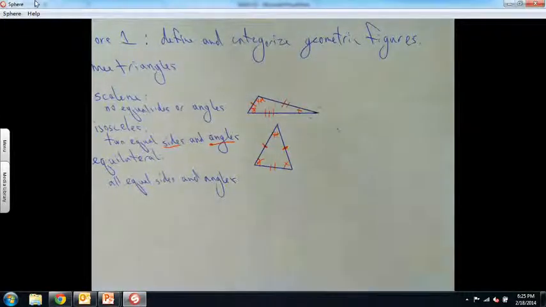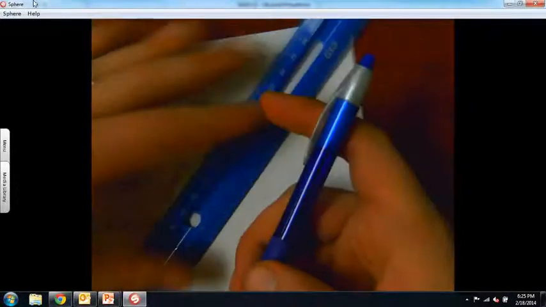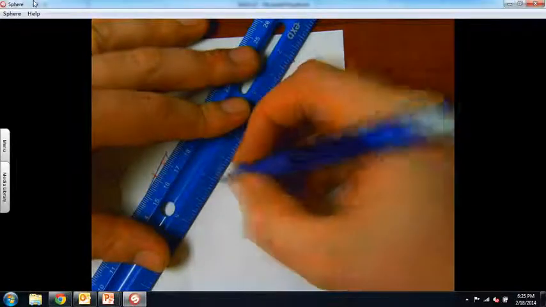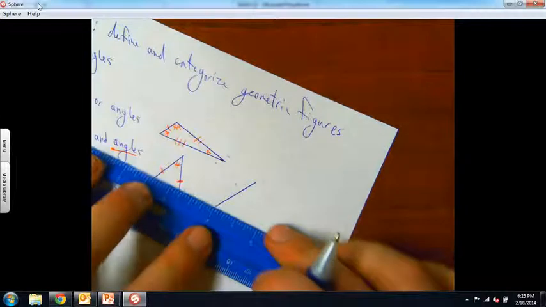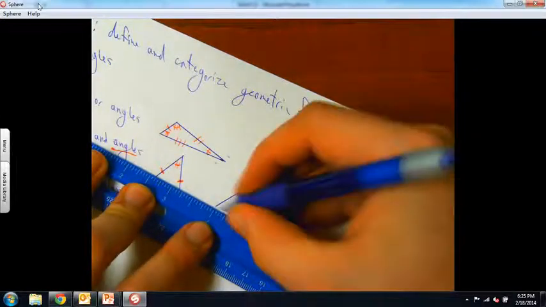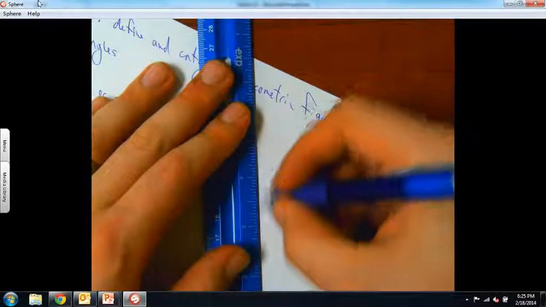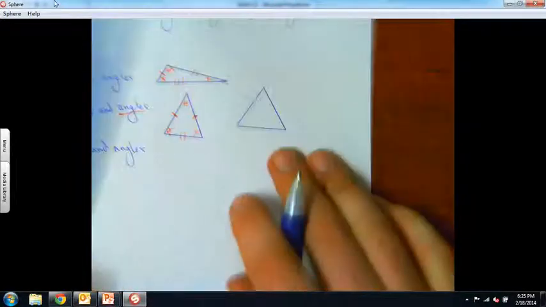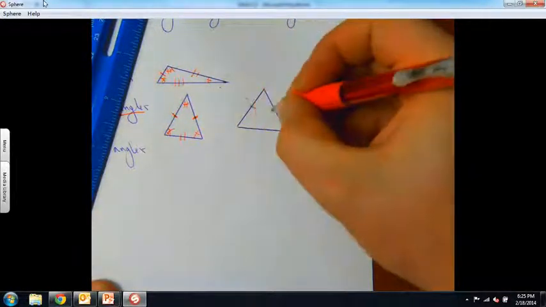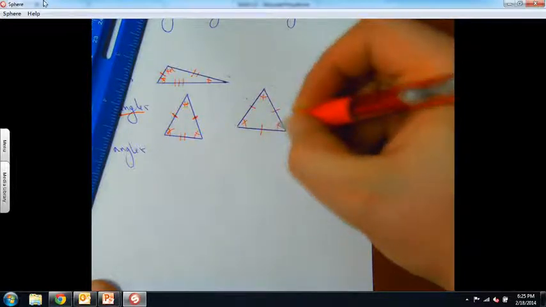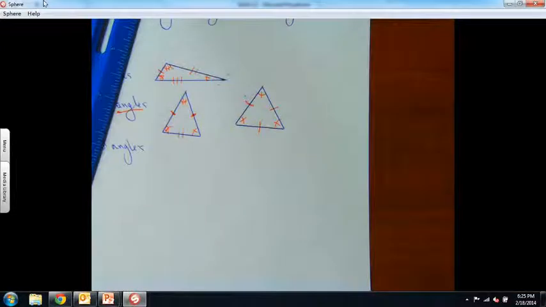Equilateral triangle. I'll draw one over here to the right. Has all equal sides and angles, so I'll do my best constructing one of those. Now, all equal sides and angles means we have 1 dash on each side and 1 dash on each angle. That tells the reader that all sides are equal, all angles are equal.